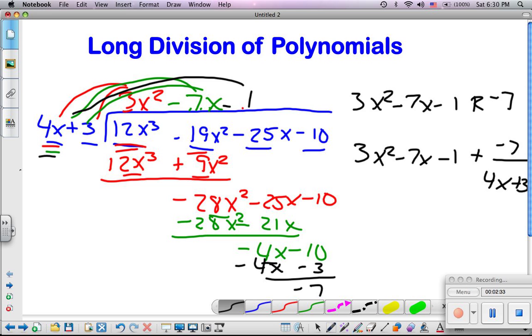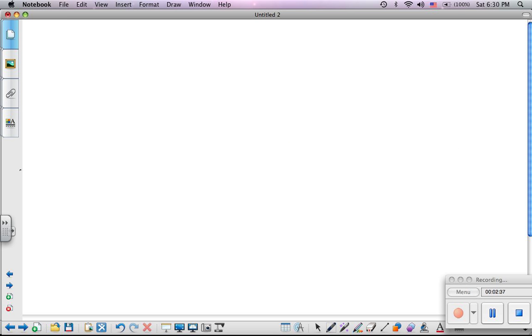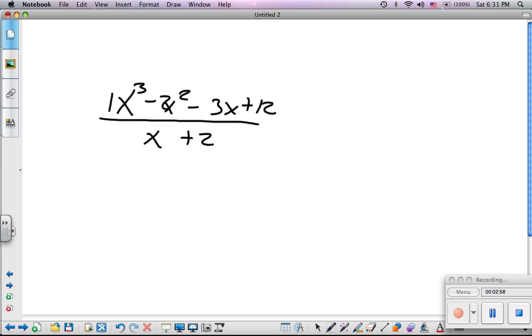Okay, and let's try one with synthetic division. If you remember, the one restriction on synthetic division is our leading coefficient has to be a 1. So that means we basically have to have like a 1 here: x cubed minus 2x squared minus 3x plus 12. And if we're dividing this whole thing by x plus 2, let's say, we do this with synthetic division.